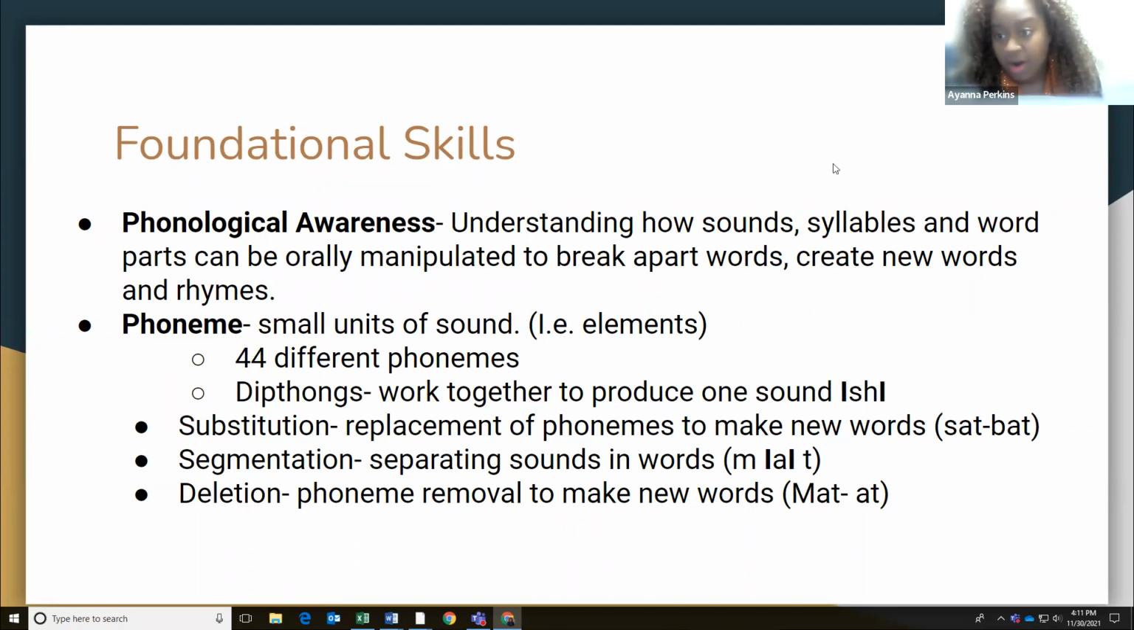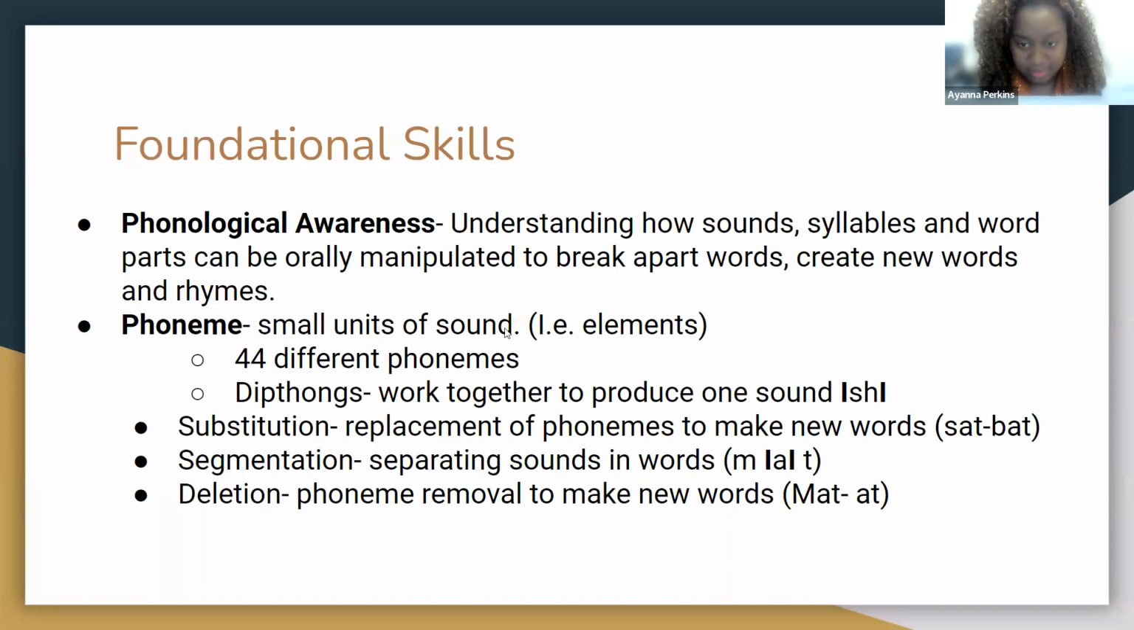So does anybody already know about phonological awareness? How do you all define that in your words? And you can unmute. Yeah, phonological awareness is understanding that each letter has a sound, each sound makes a word, and each word makes a sentence. Very good, very good.